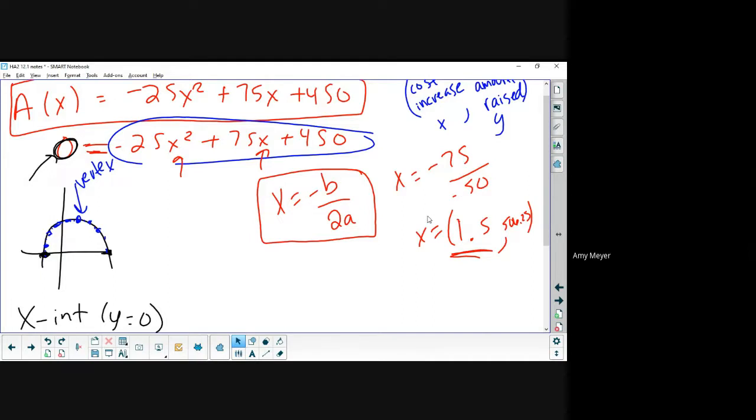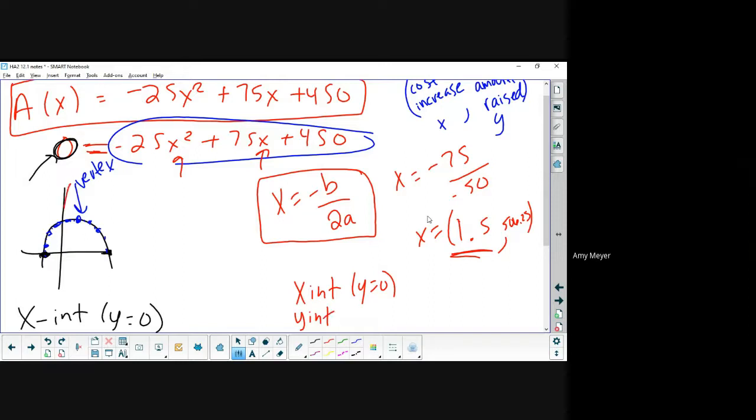All right, let's see. We are going to go to page 197, number 1. We've already done number 2. Number 2 was, what are the x-intercepts? And for that, y is 0. But for number 1, it's going to ask us for the y-intercept.